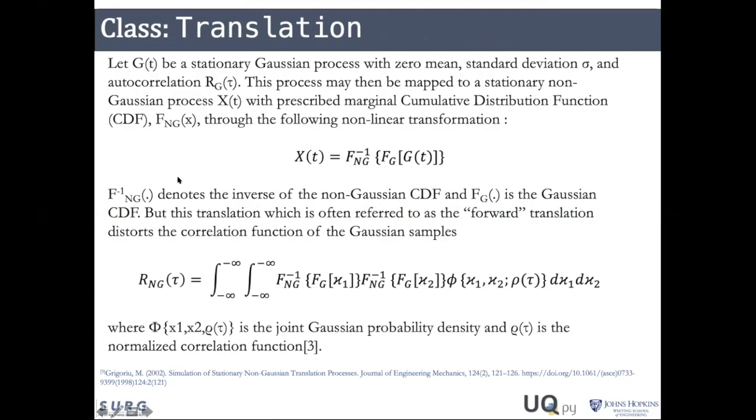So here is the theory for the translation process. Assume that G(t) is a Gaussian stochastic process with 0 mean and standard deviation sigma, and autocorrelation function R_G(tau). This can be translated into a non-Gaussian sample, which has a marginal cumulative distribution function F_NG(x), through a simple nonlinear transformation.